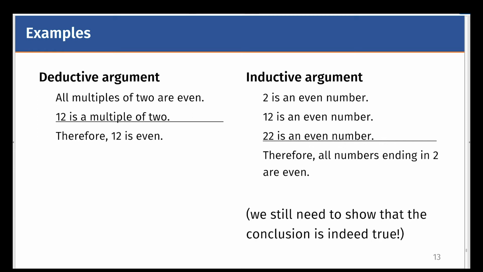So, inductively, you can say that all numbers ending in 2 are even, although we still need to show if this conclusion is indeed true. And it is indeed true. All numbers ending in 2 are multiples of 2, therefore they are even.